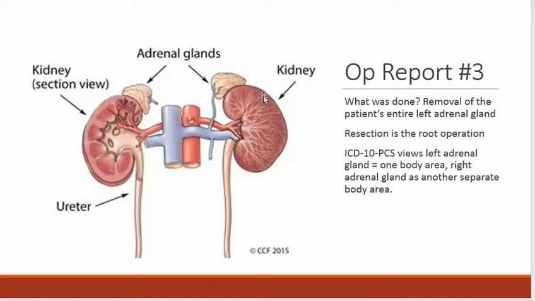And anatomically, this is a picture. If we're looking down at a patient, we would be looking at the right side from our view as a surgeon, and that would be the left side of the patient. So the physician is taking off this organ here. From an ICD-10 PCS view, the left adrenal gland is one body part. The right adrenal gland is a separate body part. So the physician removed the entire left adrenal gland, and that equates to the root operation of resection.